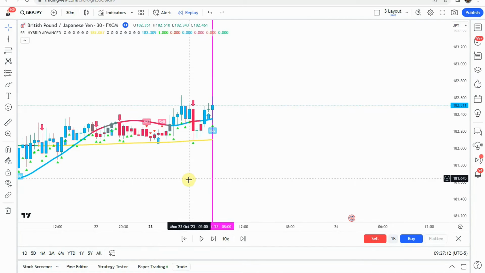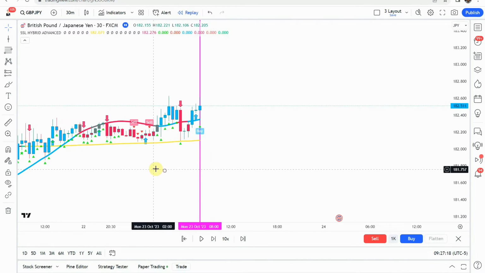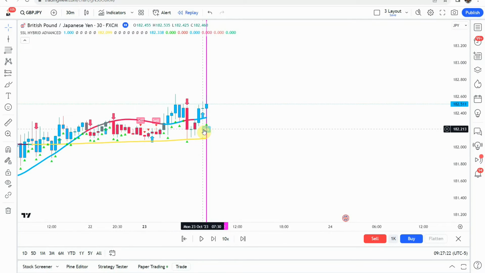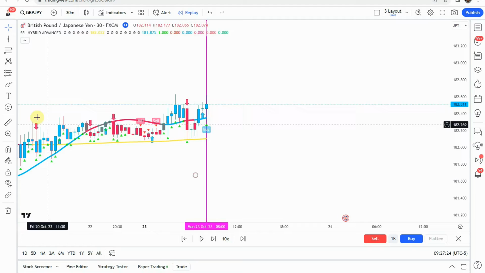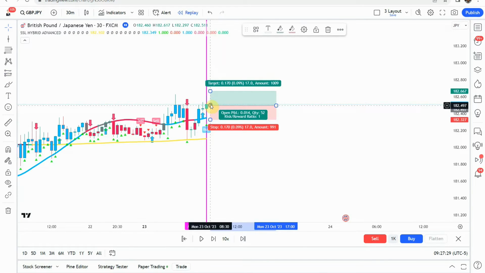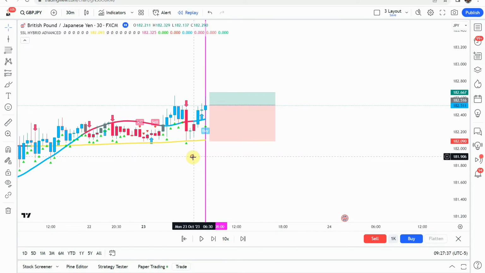All right, so for a long trade, again, the price is above that 200 EMA right here in yellow, and we get a buy signal from the SSL hybrid right here in blue, and that is going to be our entry into the long trade right here. We're going to set our stop just right below this last swing and right where this 200 EMA was, a confluence of different things there holding us up nicely.